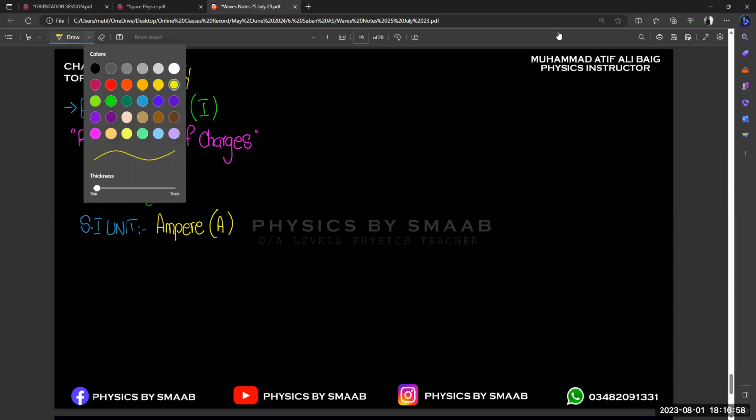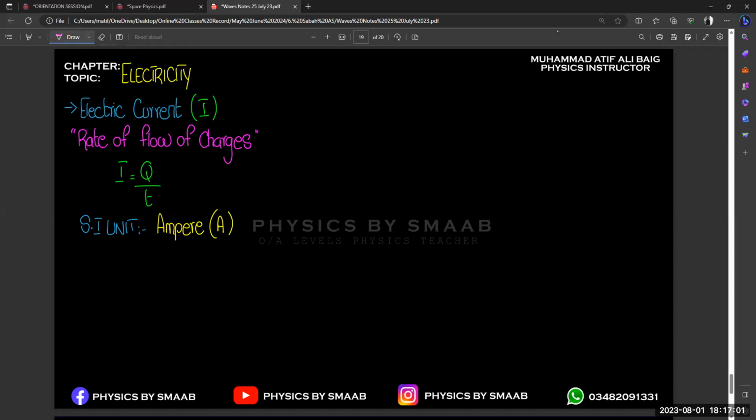And one more thing that you need to know about: we also studied two different directions for electric current. One is the conventional current, and the second one is the non-conventional current, or electron flow, right? So the first one is conventional current. What is the definition of conventional current?